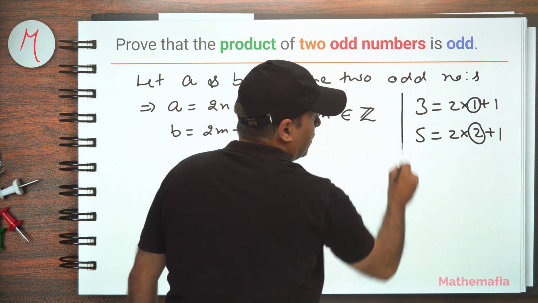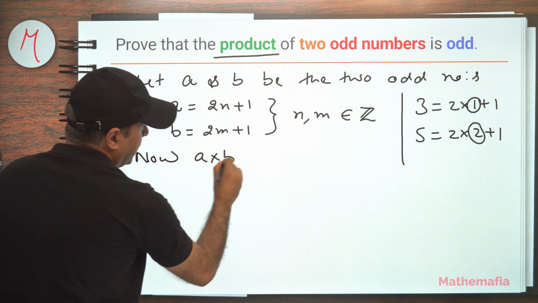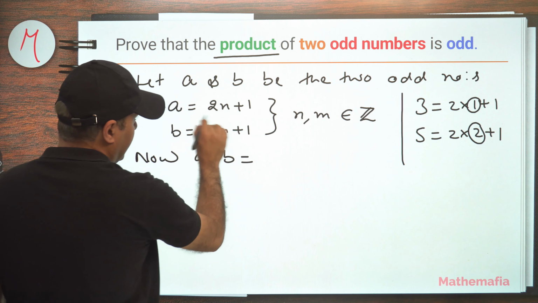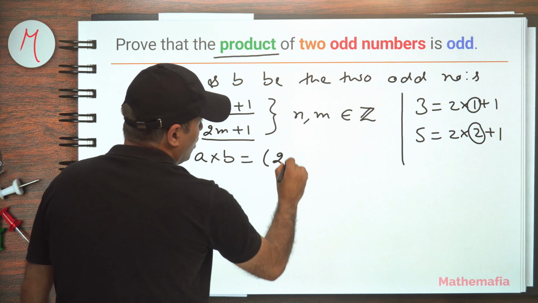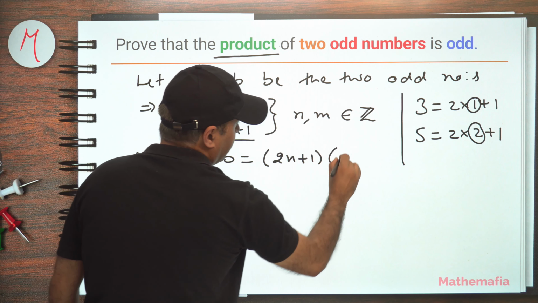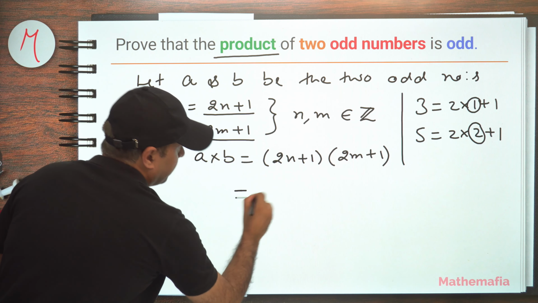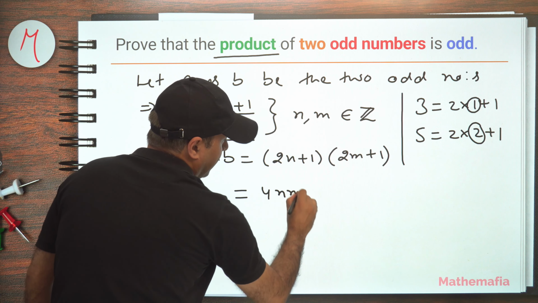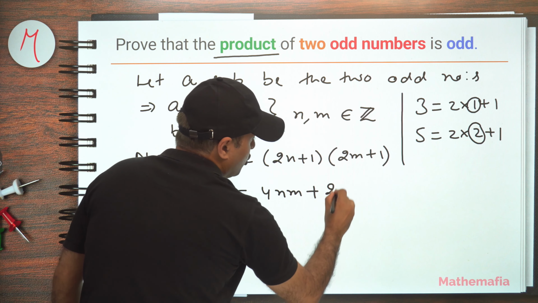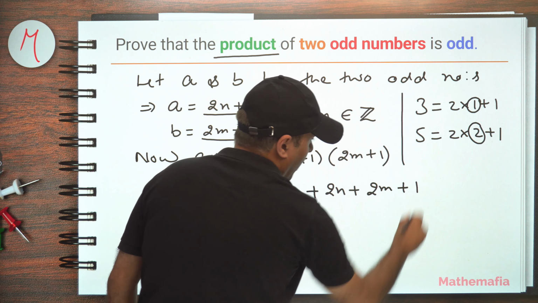Fair enough. Now let's multiply these two because we have to find the product. So now a into b should be equal to, so we have to multiply these two, right? Because this is a, this is b, so it will be 2n plus 1 multiplied by 2m plus 1, and this will become, let's multiply it, 4nm plus 2n plus 2m plus 1.